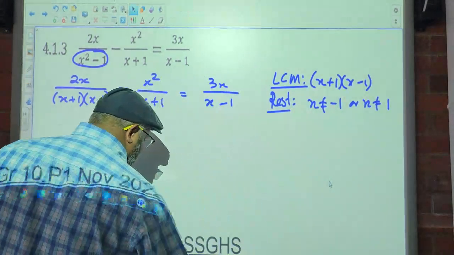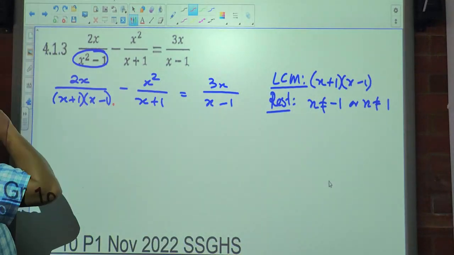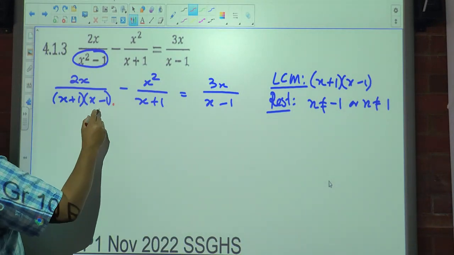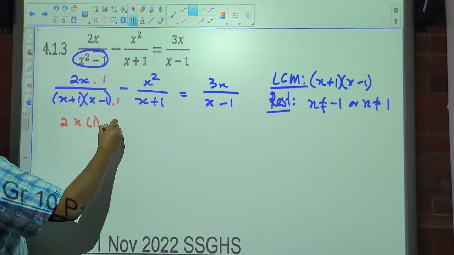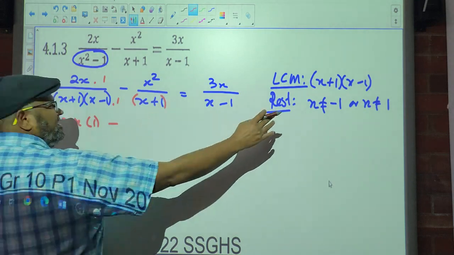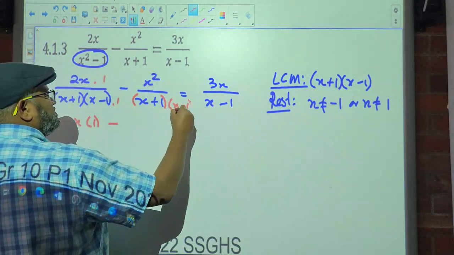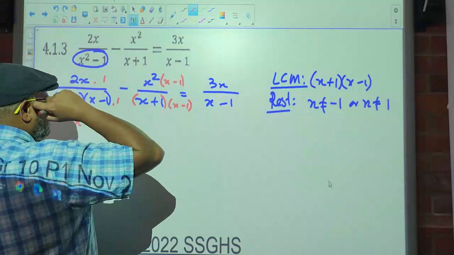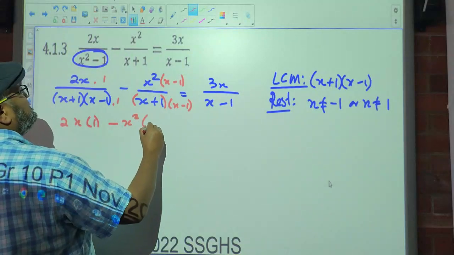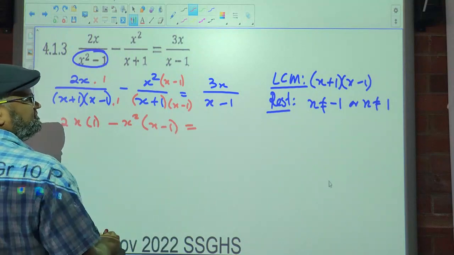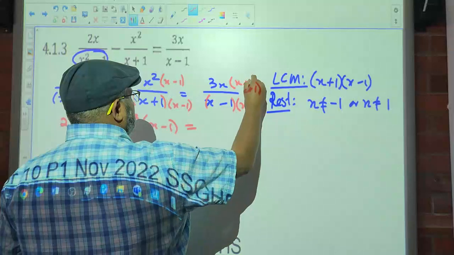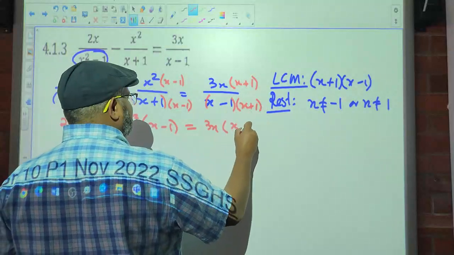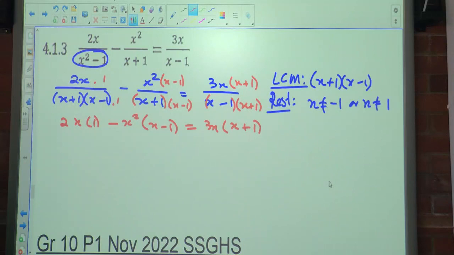So you ask yourselves, okay, what must this be multiplied by to get the LCM? By 1. Right. That we also multiply by 1. So it's going to be 2x into 1 minus. What must this be multiplied by to get the LCM? X minus 1. Okay? So it's going to be x squared into x minus 1, equal to... x plus 1. So it's going to be 3x into x plus 1. Do I write it over the denominator? No, I can drop it because that's an equation.